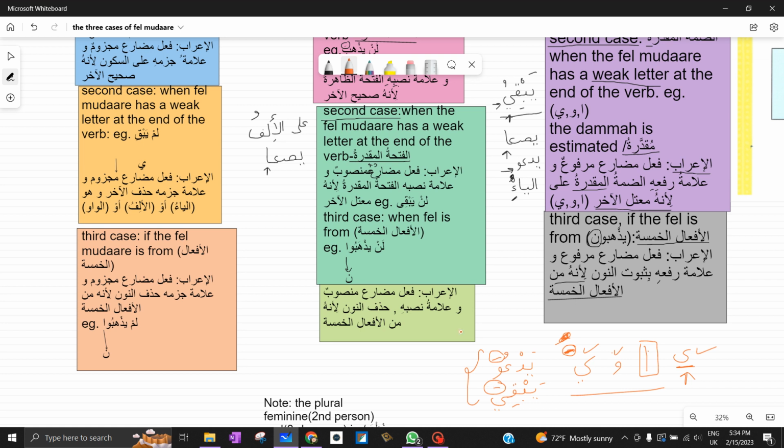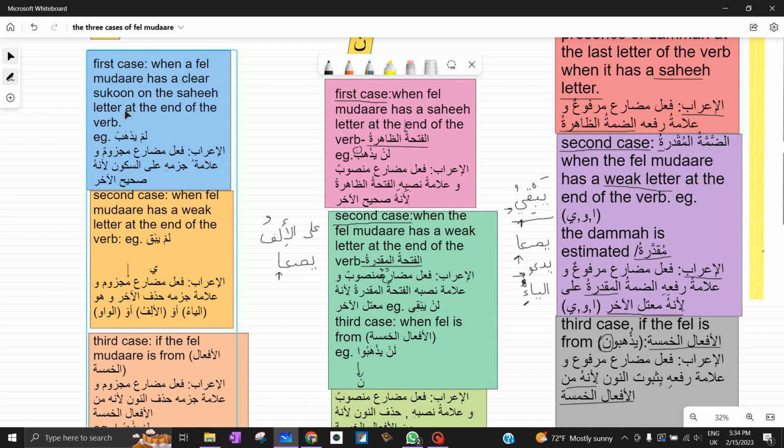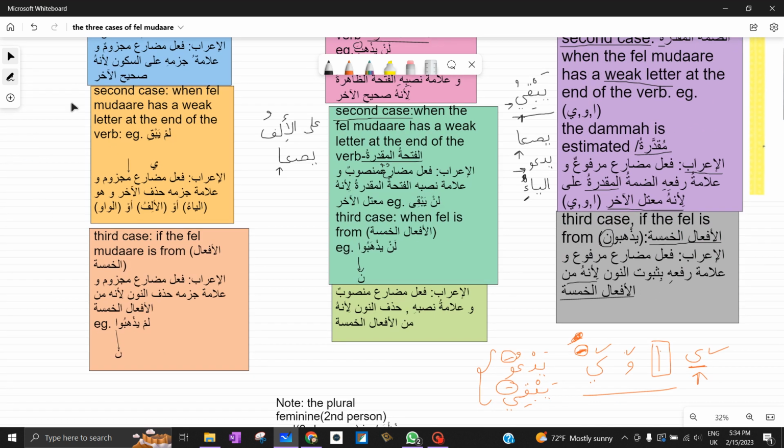So this is the explanation why I didn't take yabqi and yad'u for this example. Now we come to the last case for majzoom. The first case is when a fail mudaare has a clear sukoon on the sahih letter at the end of the verb, that is lam yadhhab, as I have explained before. Eraab: fail mudaare majzoomun wa alamatu jazmihi ala sukoon li'annahu sahih al-akhir. You can add a sukoon az-zahira because it is visible.